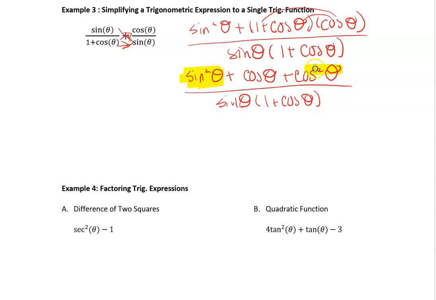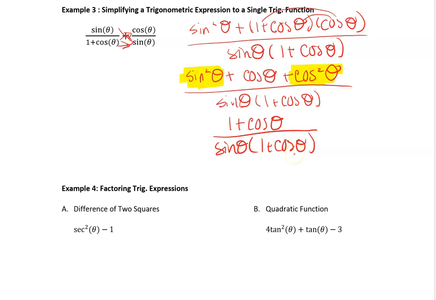Now from the previous 2 problems and the diagram box at the top, we can see that that is our Pythagorean identity. So that gives me a 1. I'm going to make that substitution. So I have 1 plus cosine theta all over sine theta times 1 plus cosine theta.